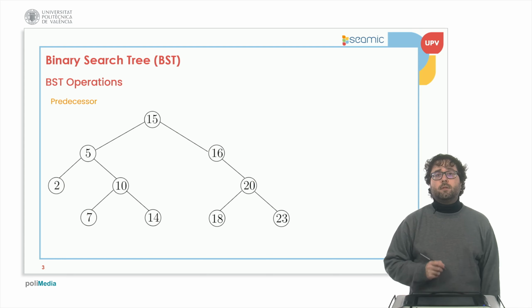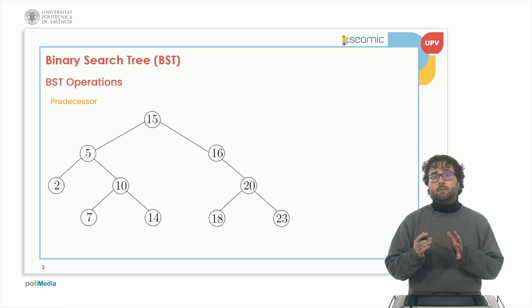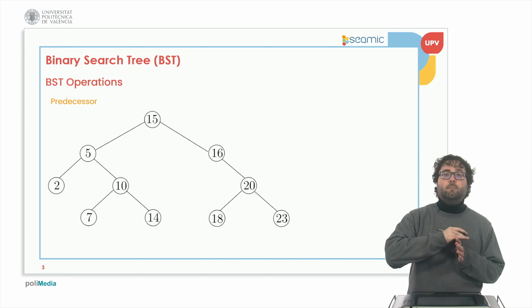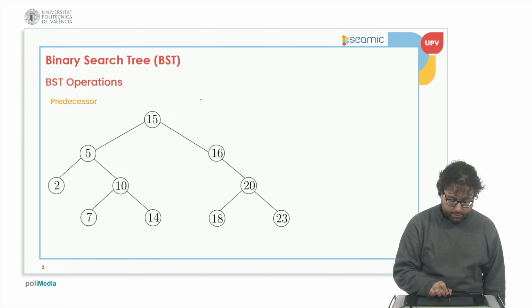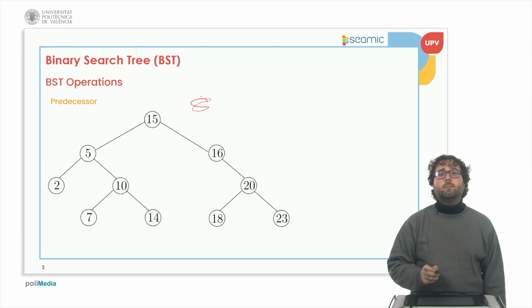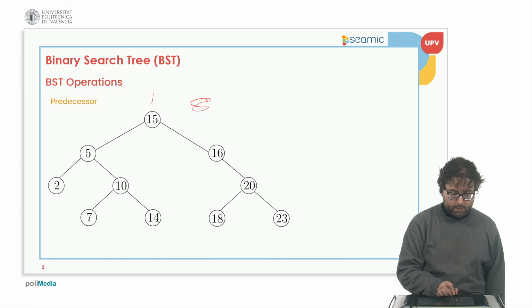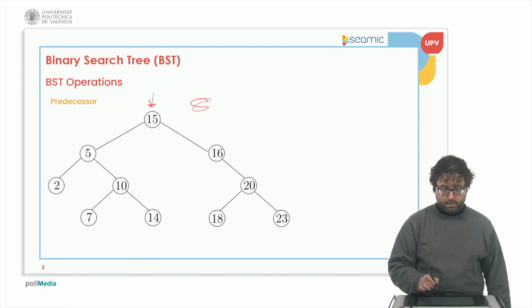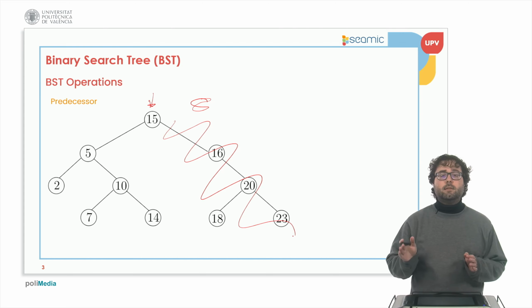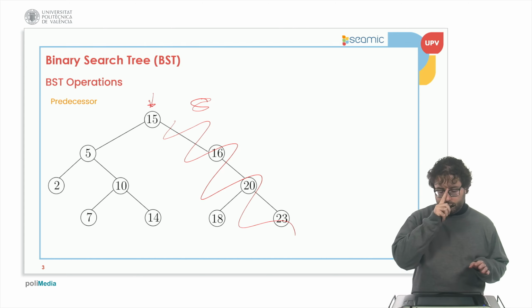A similar operation is to find the predecessor, which is the number that goes before that one. So again, if we take 8 as an example, the procedure is pretty similar. We start at the root. Since the value is bigger than what we're looking for, we can disregard the right part and center on the left one.